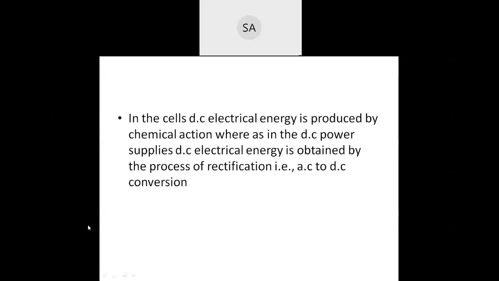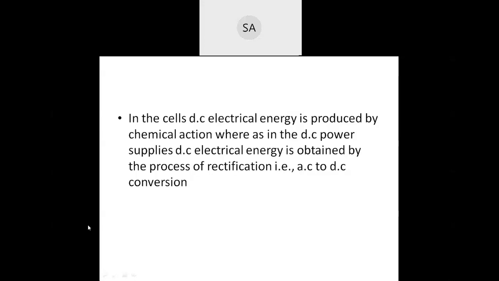As you have observed in the laboratories, from the mains we get the AC supply. That supply is applied to the DC power supply, and from the DC power supply we get the output. That means this DC power supply internally performs rectification. That is, the AC mains signal is converted into a DC signal, a constant signal we are getting.